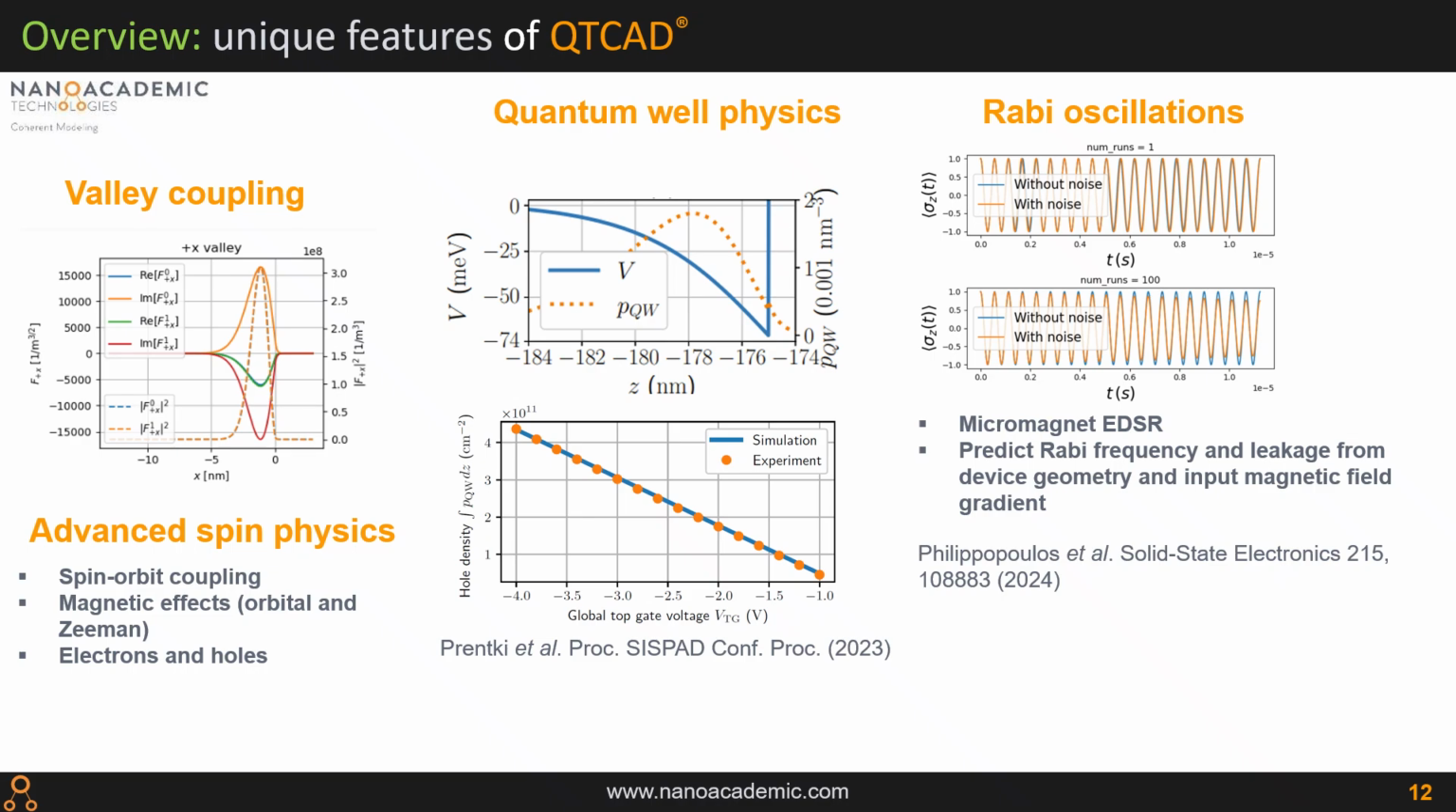We have modules that describe Rabi oscillations, and this can be used to calculate how fast quantum logic gates can be applied in a single qubit setting. In particular, we have tutorials that explain how to model micromagnet EDSR, which is one of the dominant techniques to implement single qubit gates in spin qubits. This enables to predict Rabi frequency and leakage from device geometry and input magnetic field gradients directly.